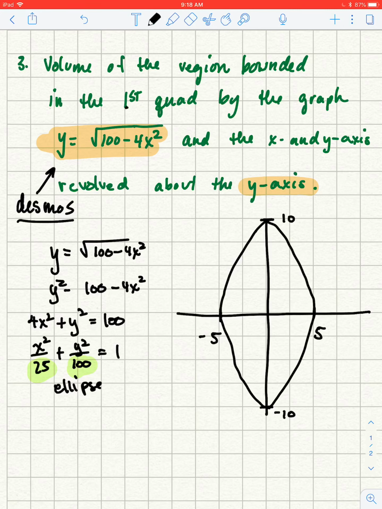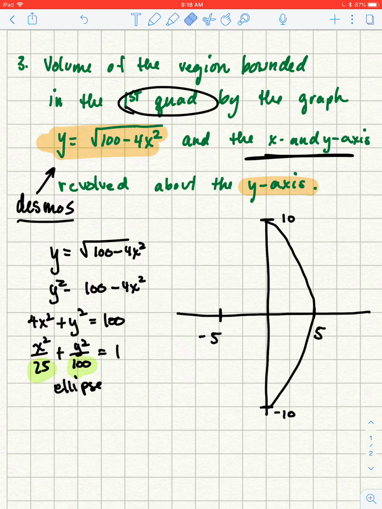Now, in this particular problem, they are only asking for the first quadrant, bounded by the x and y axes and the curve. So we could actually get rid of that portion, and we only need this portion right here. And we are revolving around the y-axis, so remember, you make your rectangle perpendicular to the y-axis. Since this region, which would be this right here, is revolving around the y-axis, we are using disk.